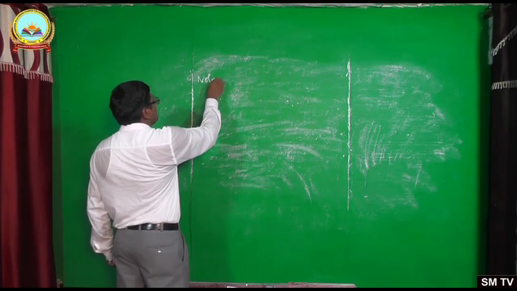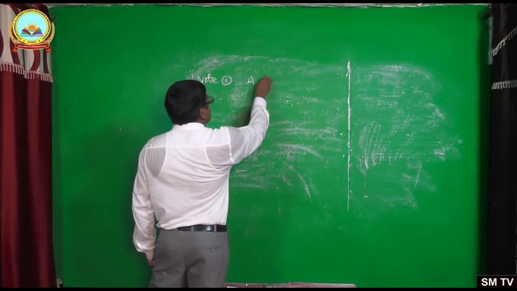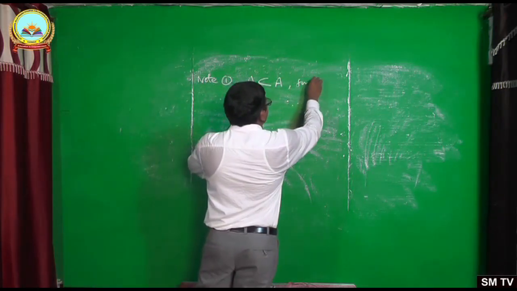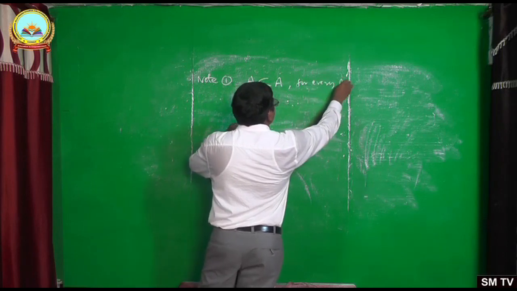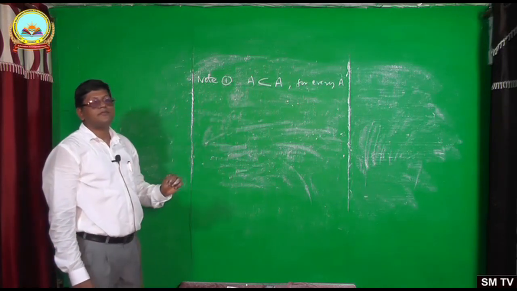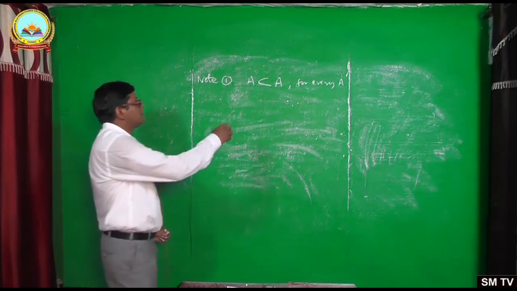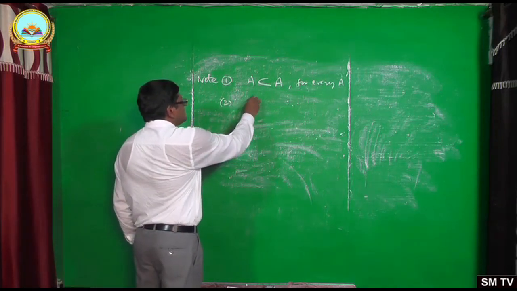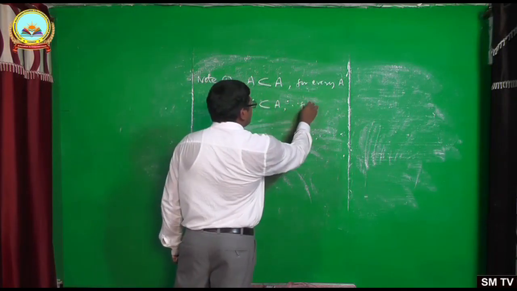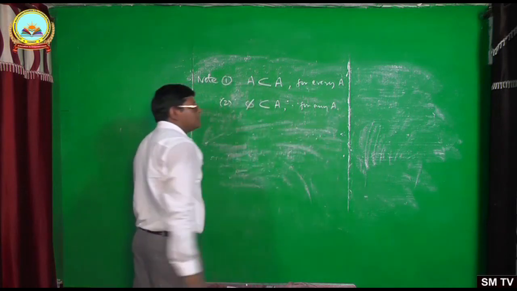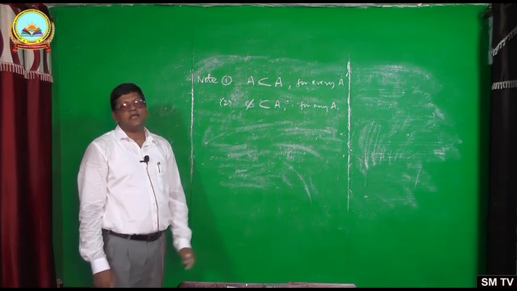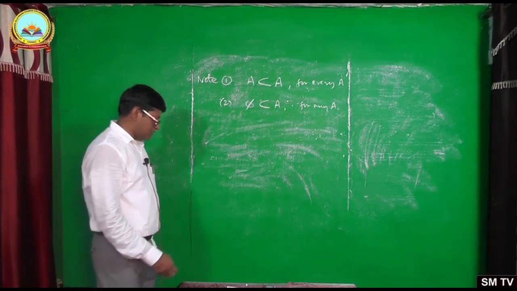Note number 1: every set A is a subset of itself. It's obvious from the definition. Note number 2: the null set or the empty set is always a subset of any set A. Okay. Next.